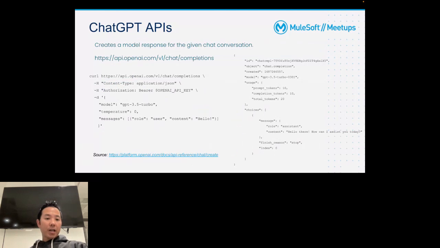So let's have a look at the APIs that we're going to use. We are only using one of the ChatGPT APIs, the one called completions. Specifically, we are using the chat version of the completions. If you look at the URL there, it's api.openai.com/v1/chat/completions. So what does this API do?